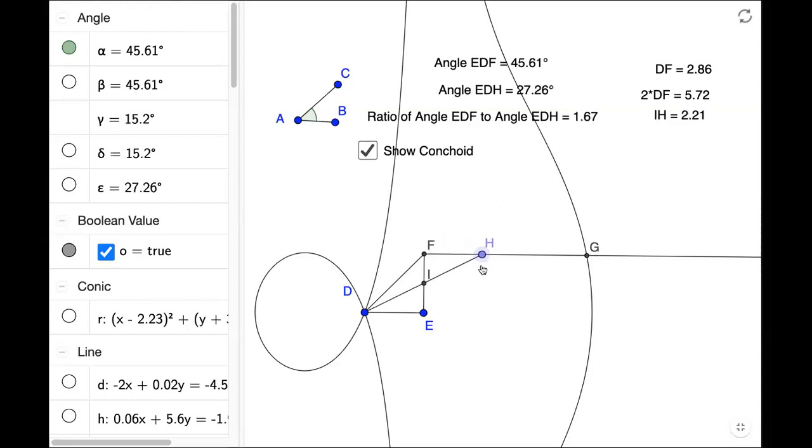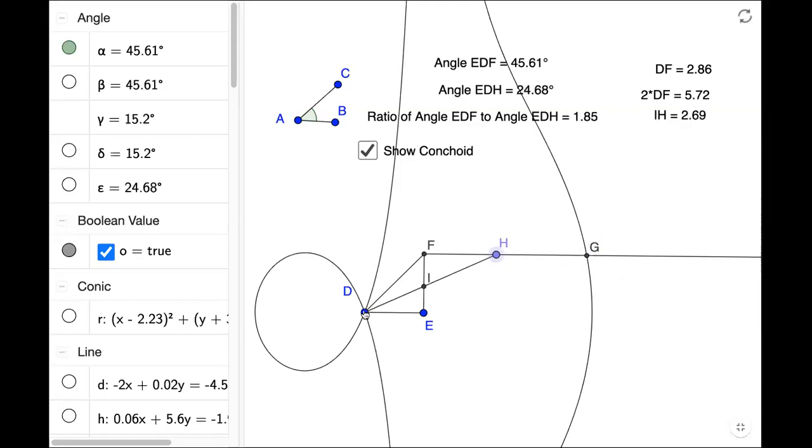Well, that special spot is where the concoid crosses the line, this horizontal line up here. If I move H to that special spot, then, oh, but I forgot to tell you one thing about this concoid.